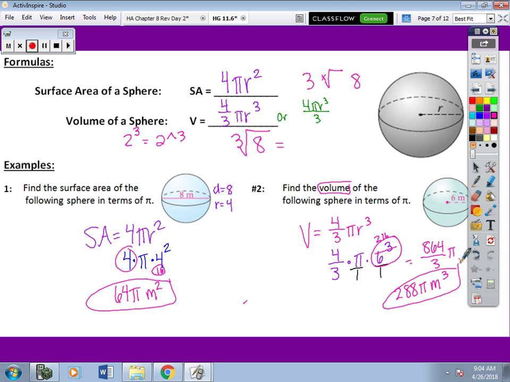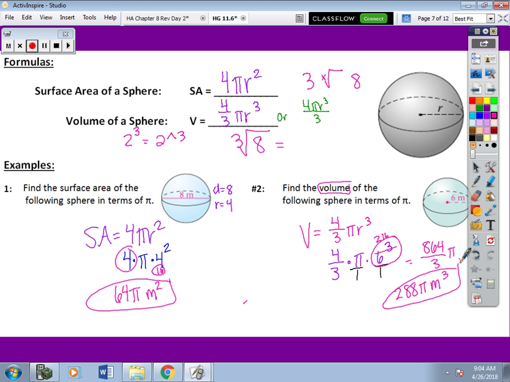Matt? You can just leave it as an improper fraction, or reduce it, yeah. If it says round, then you could round. But usually if it doesn't go in evenly, I would just leave it like that: 864 thirds pi.